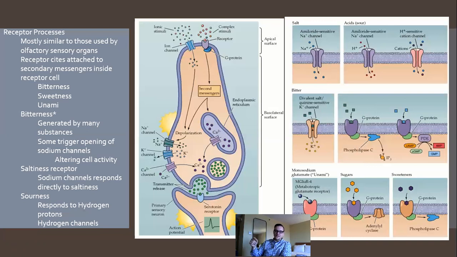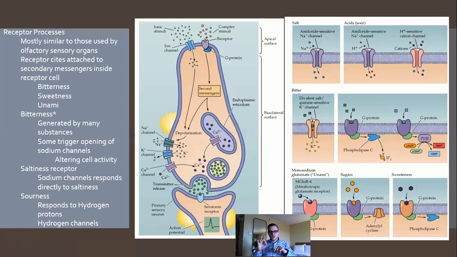Sourness works by hydrogen. So you'll have a hydrogen ion come in, activate a channel, and that allows positively charged ions to flow into sour receptors. Again, depolarizing the cell, causing an action potential. So, for 3 of the 5 sensations, we have that standard G protein coupled process that we have in our olfactory system.